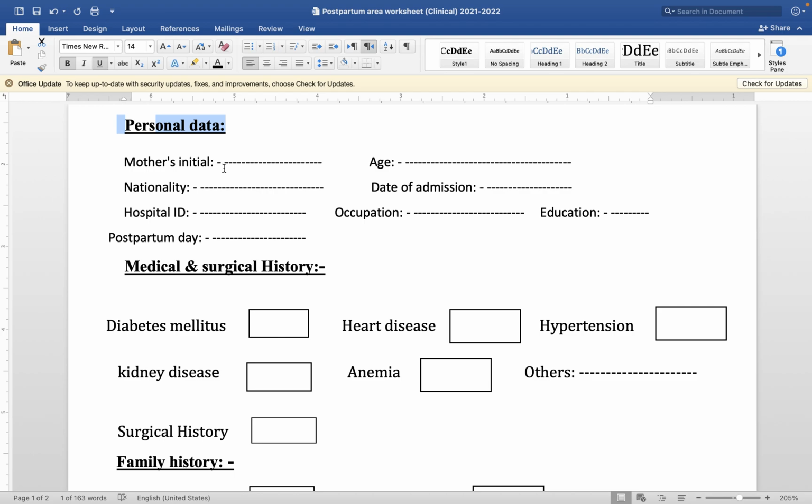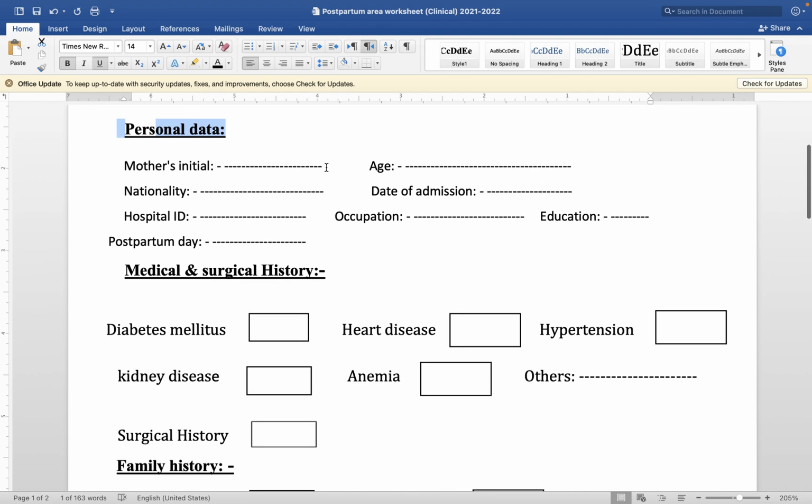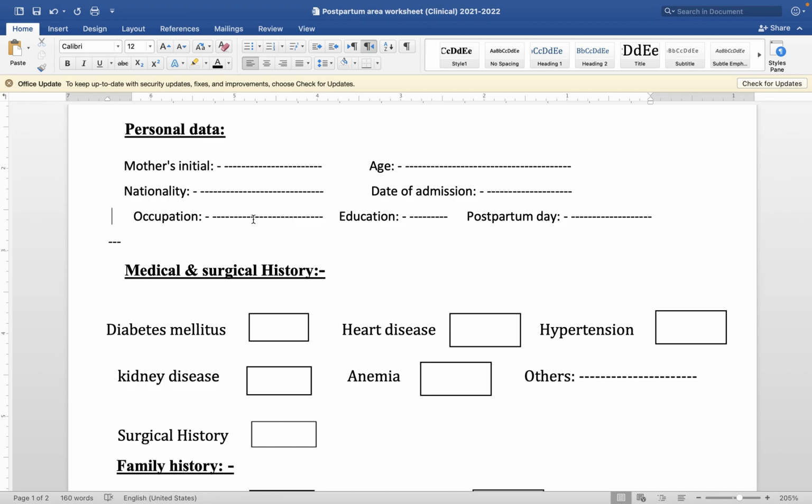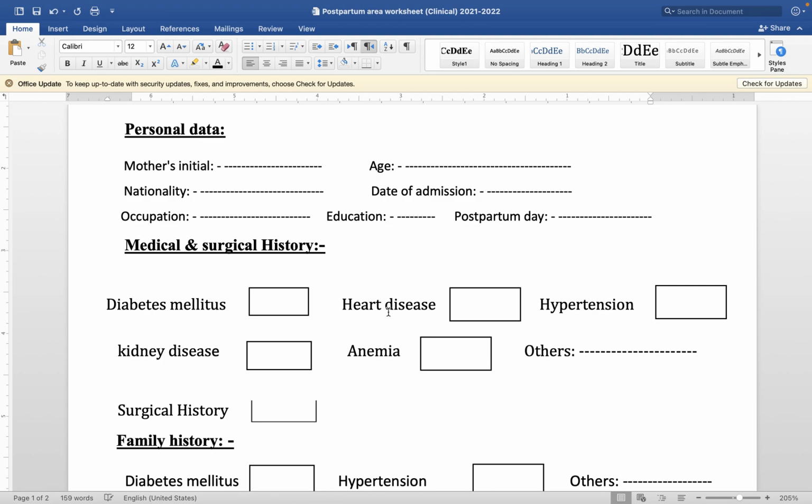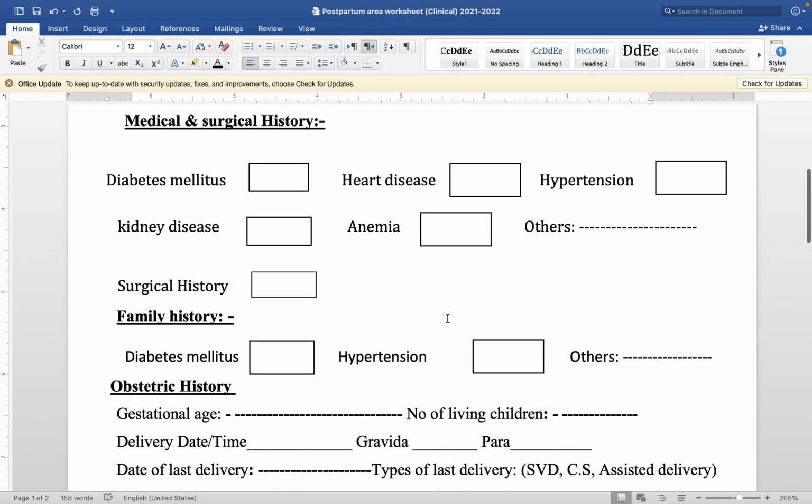Personal data start with the mother's initial. Of course, we don't write the patient's name or medical report number, age, nationality, date of admission, occupation, and hospital ID. I'm going to delete it right now. We do not write any identifiable data for the patients. Occupation, education, and when did she deliver the baby?